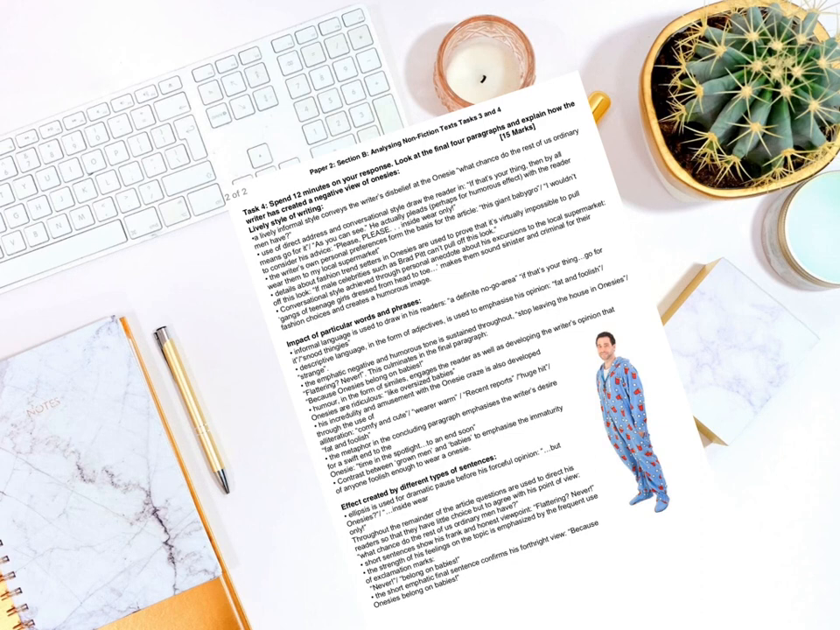Again, lively informal style conveys the writer's disbelief. What chance do the rest of us ordinary men have? Direct address and conversational style draws the reader in. If that's your thing, then by all means, go for it, as you can see. And he actually pleads at one point, perhaps for humorous effect, for the reader to consider his advice. Please, please, inside wear only. You can almost hear his frustration there.